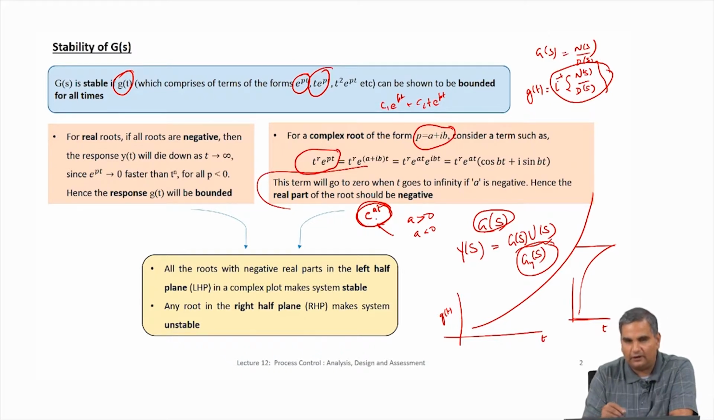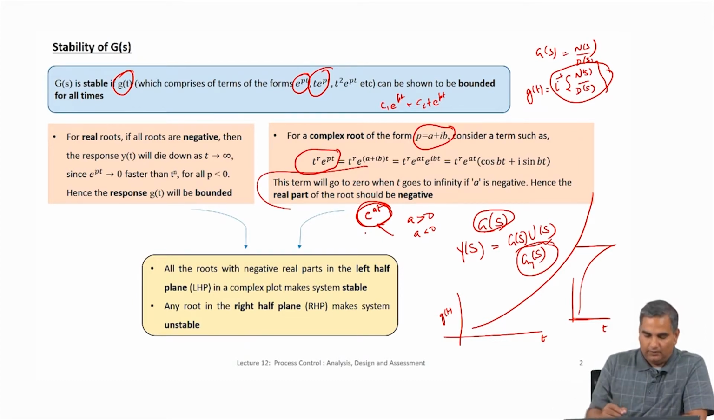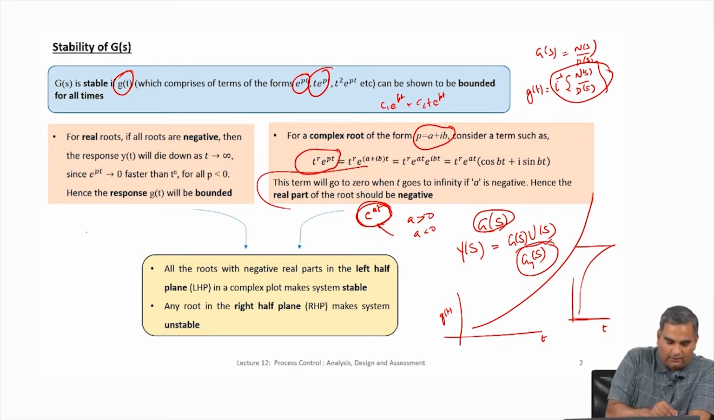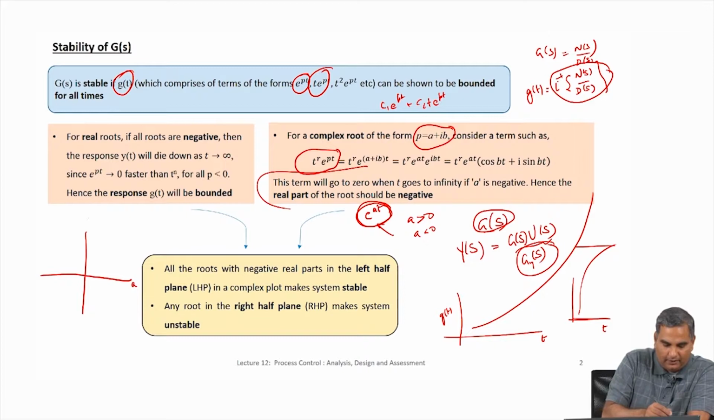So, it is not unbounded, it is a bounded number, but for now we will focus on just the greater than 0 and less than 0. So, if I plot these roots in a complex plane, because the solution can be complex also, the real part will be here, the complex part I b will be here.